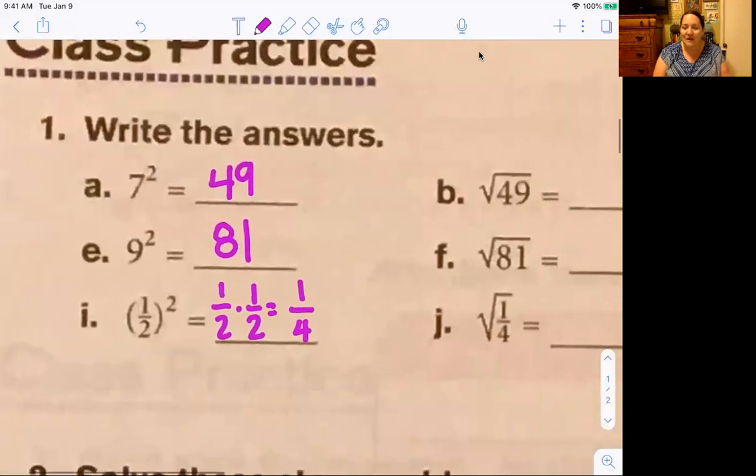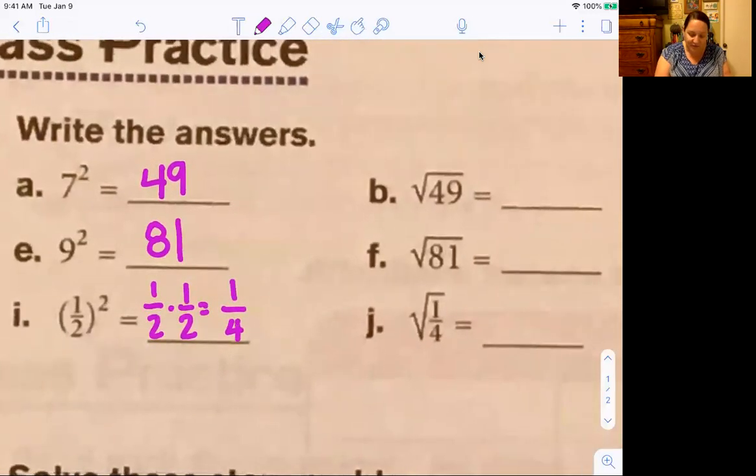Okay, let's move on to B, F, and J. B, F, and J, the square root of 49. Well, let's look at A. If 7 squared equals 49, then what's the square root of 49? What number times itself gives you the number 49? 7. Awesome. How about 81?